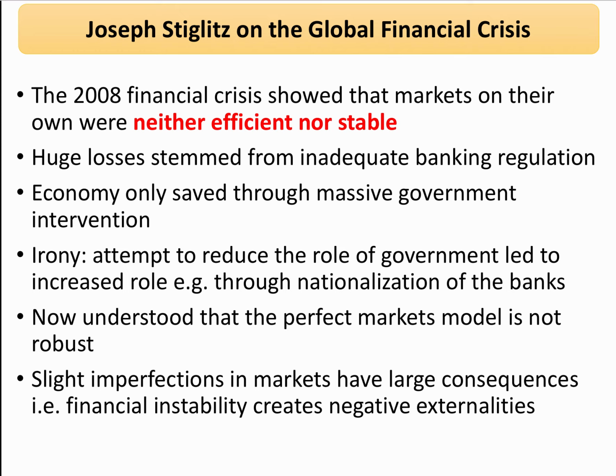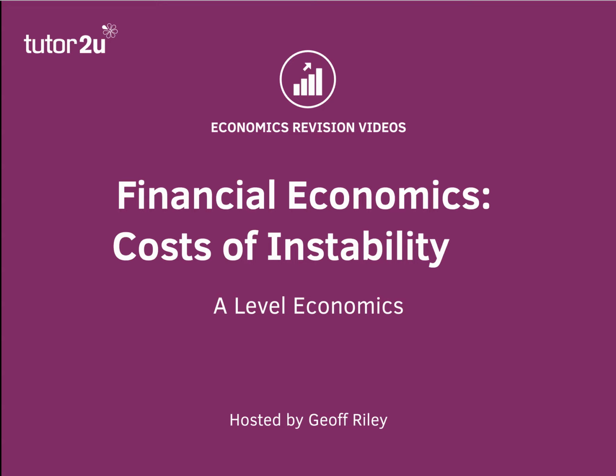Stiglitz is saying here that financial instability creates negative externalities. So we focused on the macroeconomic cost, but you could also bring in an externality idea, which of course is from microeconomics. So financial instability has both economic and social cost. It's important for central banks and for governments to try to maintain financial stability, and we'll have a little look at that in a future video, part of our series on financial economics.